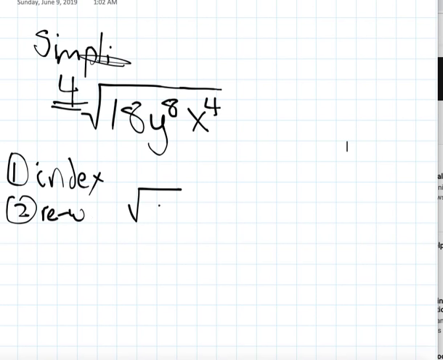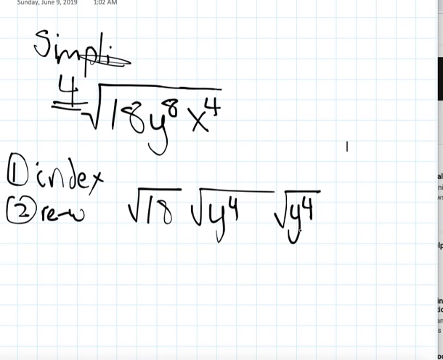Okay, rewrite it. Y to the power of 8. I can see that I have 2, to the power of 4. Now x to the fourth is easy. That's going to cancel. So this one became root of 18.